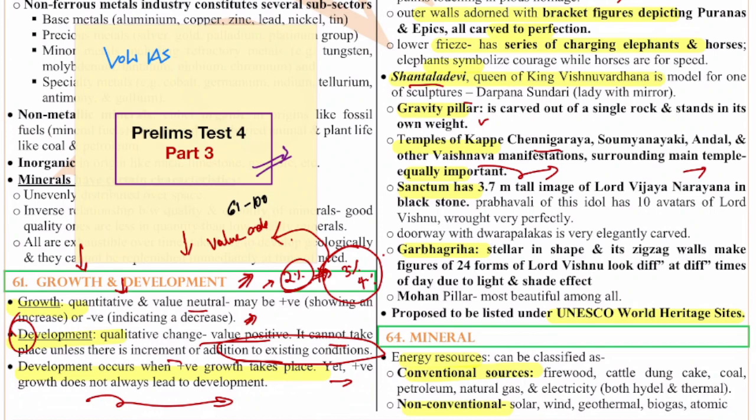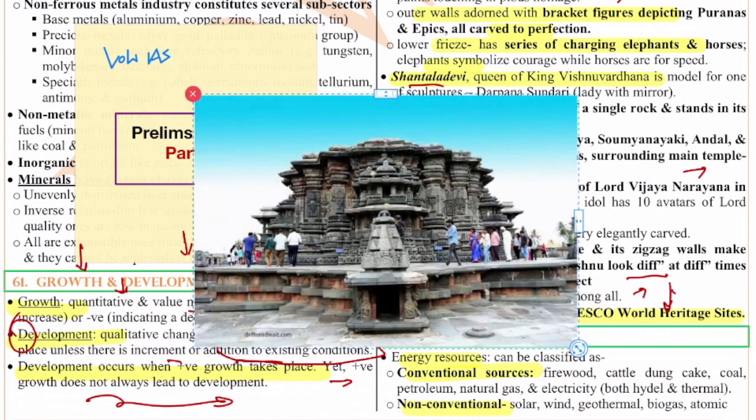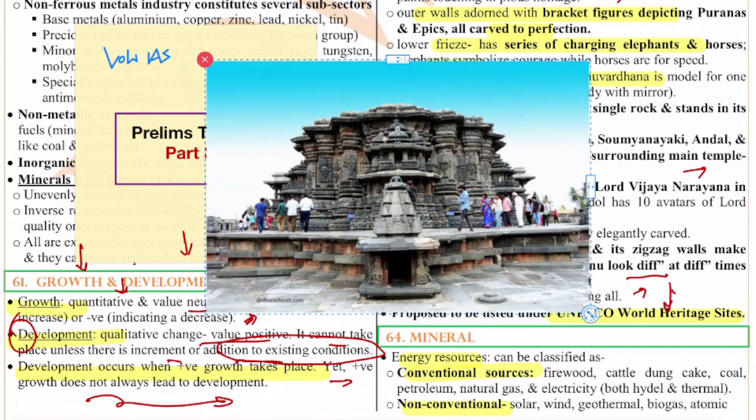And the Garbhagriha, if you see, is the sanctum sanctorum where the deity lies. It is stellar in shape and zigzag, and its zigzag walls make the figures of 24 forms of Lord Vishnu, which look different at different times of the day due to the light and shade effect. The Mohini pillar is the most beautiful amongst all. It is proposed to be listed under the UNESCO World Heritage Site. That's why it is important for us to know about it. So this is the famous Chennakeshava temple at Belur in Karnataka.